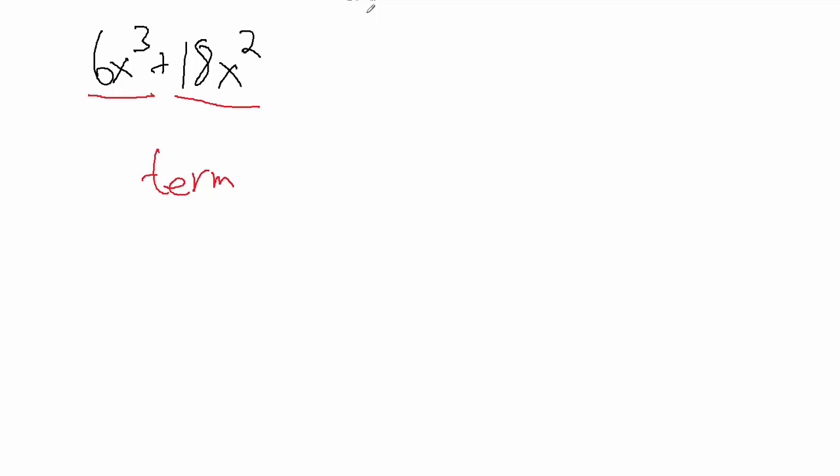So you could also have more than just one variable. For example, something like 9x to the fourth times y minus 14x to the sixth. So here we have two different variables, x and y.